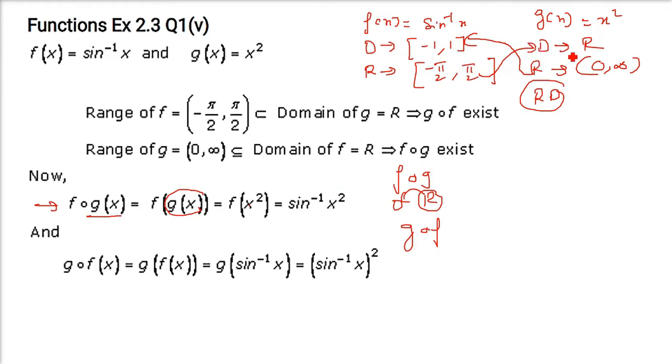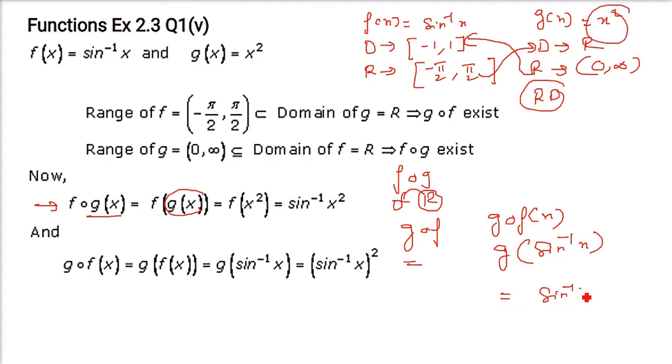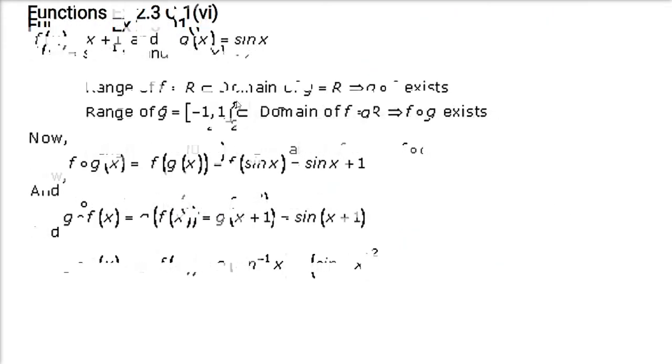Now coming to gof, g of f(x). Negative pi by 2 to pi by 2, is it a subset of R? Yes. In the real numbers, negative pi by 2 and pi by 2 come. So g of f(x), where f(x) is sine inverse x, put it in place of x: sine inverse x whole squared. Okay, this is possible. gof is possible.